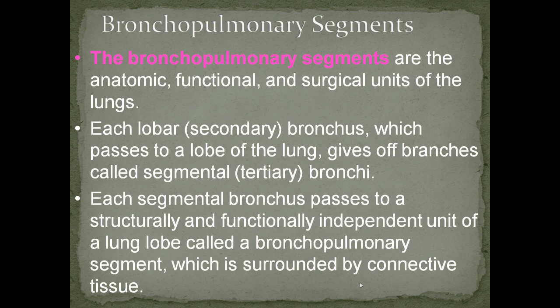Now we'll study the bronchopulmonary segment. The bronchopulmonary segments are the anatomic, functional, and surgical units of the lung. Each lobar bronchus, which passes to the lobe of the lung, gives off branches called segmental bronchi. Each segmental bronchus passes to a structurally and functionally independent unit of a lung lobe called a bronchopulmonary segment, which is surrounded by connective tissue.